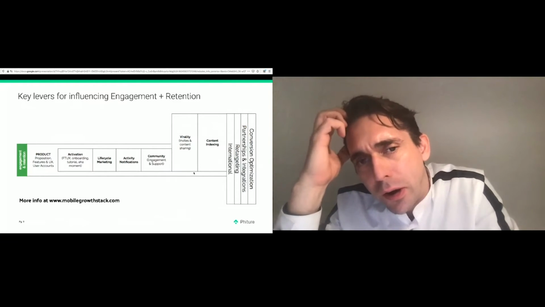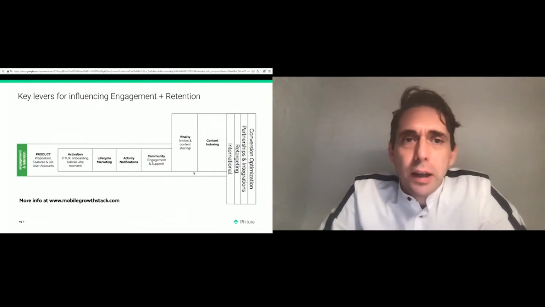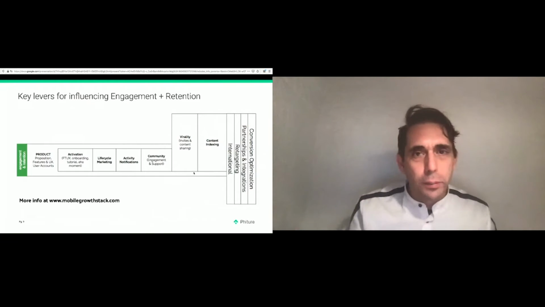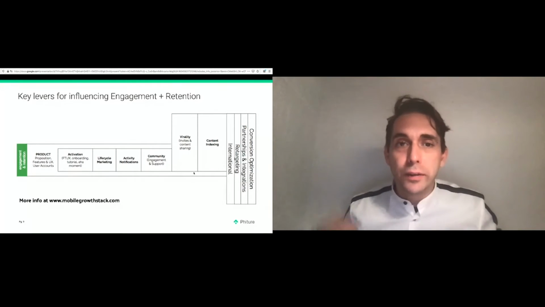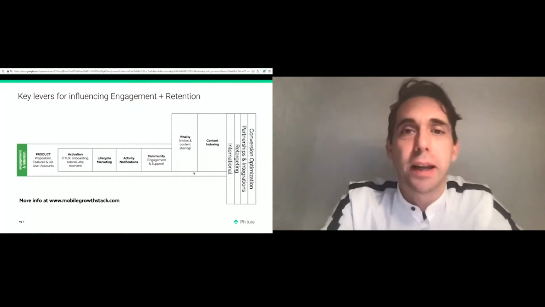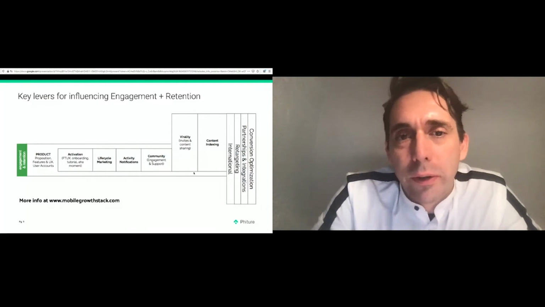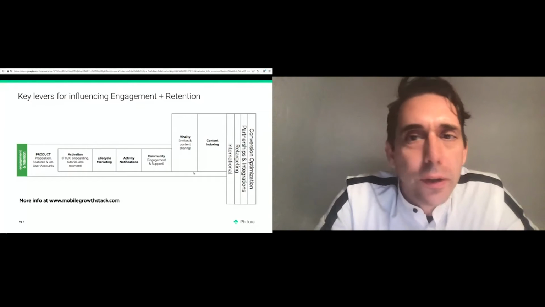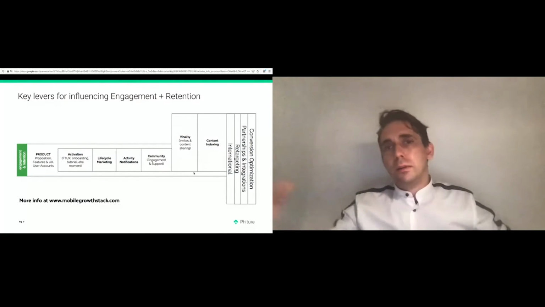Engagement and retention are inextricably linked. If you don't have an engaging product, you can forget about doing things like lifecycle marketing or community engagement to try to retain users over the long term. If your product sucks, people won't be retained. You might be able to trick them into coming back a couple of times with a push notification or a special offer. You're not going to keep them around for the long term. So engagement first, retention second.